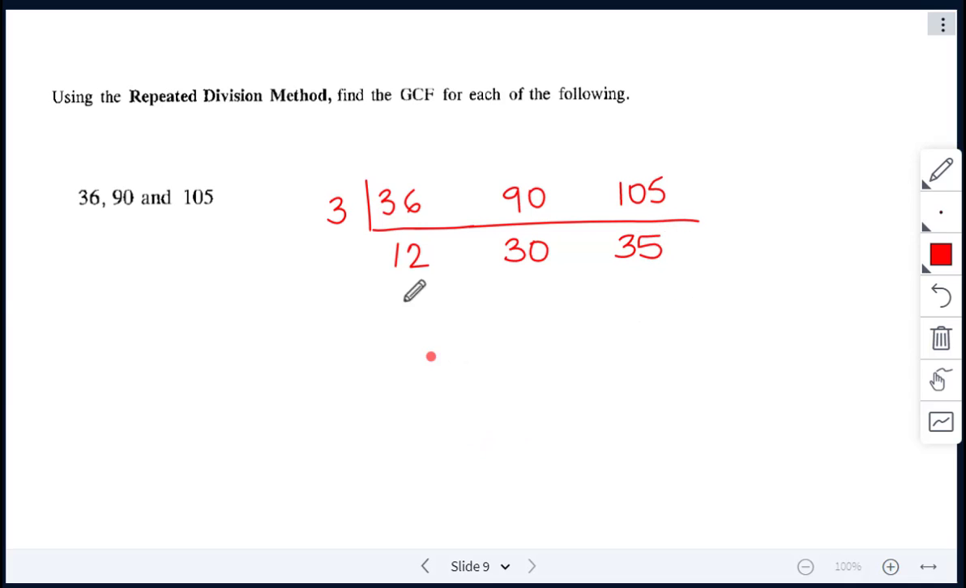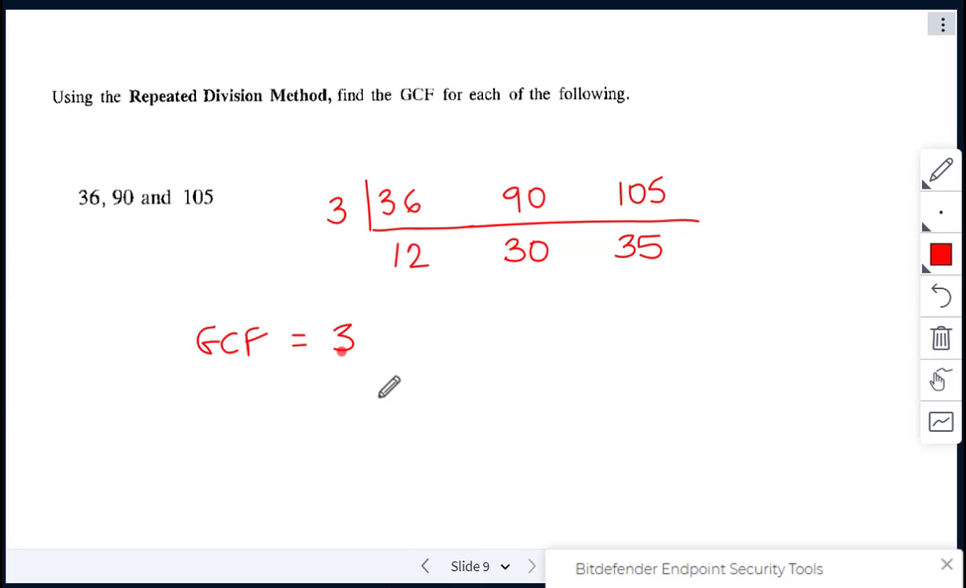So now 12, 30, and 35. There's no number that will go into all three of those numbers. So that is where we have to stop. So the greatest common factor here, looking on the left-hand side, is just equal to 3.